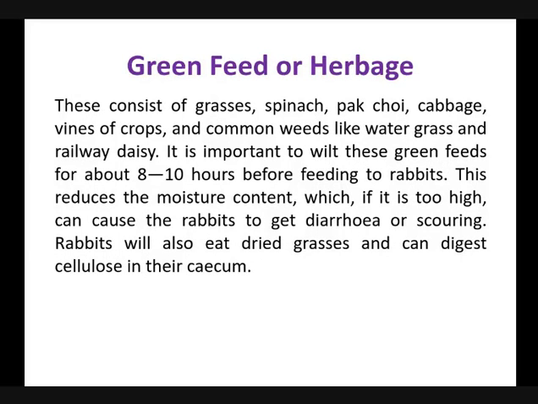Green feed or herbage. These are the types of feed that are fed to rabbits. These consist of grasses, spinach, pak choy, cabbage, vines of crops, and common weeds like watergrass and railway daisy. It is important to wilt these green feed for about 8 to 10 hours before feeding to rabbits. Why do you think you need to wilt them? This reduces the moisture content, which if it is too high can cause the rabbits to get diarrhea or scouring.